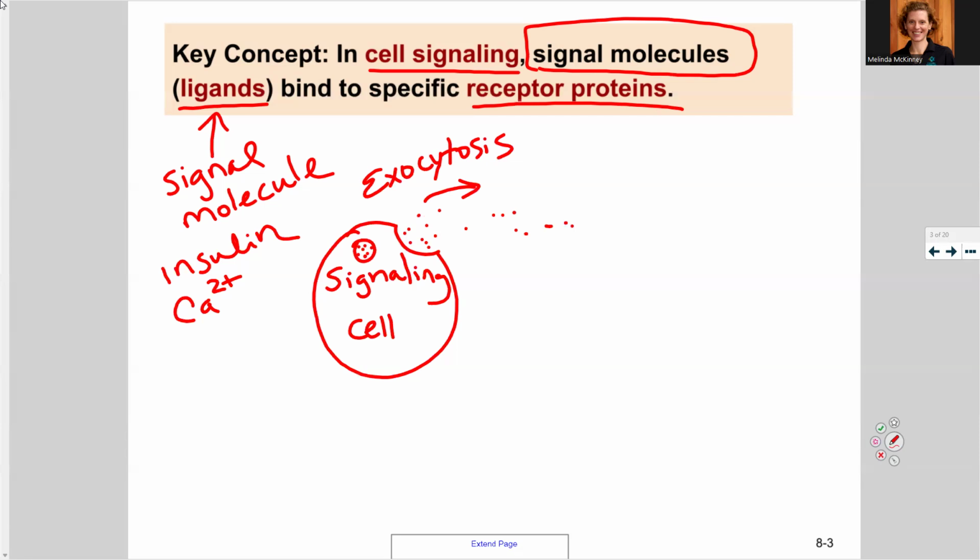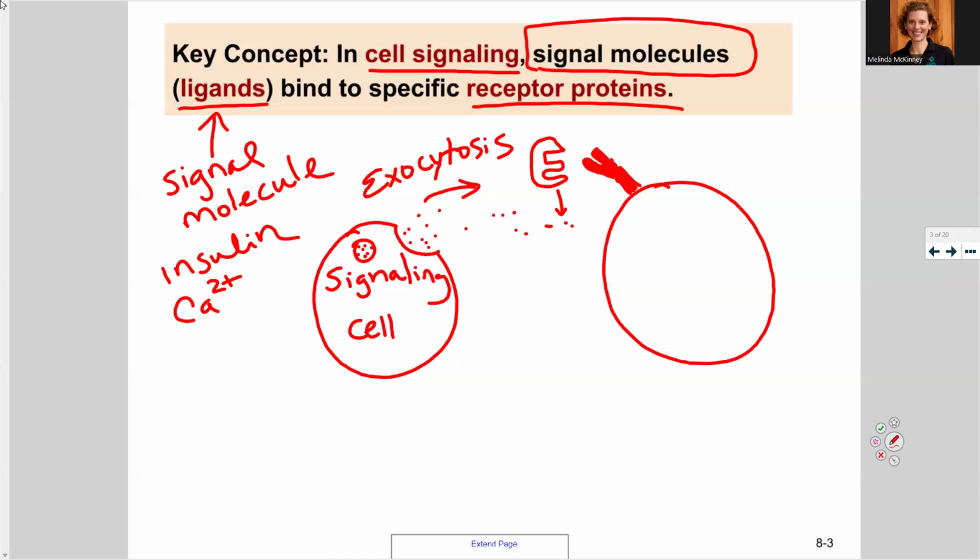Then it will diffuse, and we'll talk a little bit more about the different types, but it'll go a short distance or a long distance, and eventually it will get to a cell that has a specific receptor. If this molecule, if we zoomed in, has a very characteristic shape, then this receptor over here would have the complementary shape. Just like an enzyme has a shape that's going to fit only a specific substrate, this receptor is only going to fit a specific ligand.